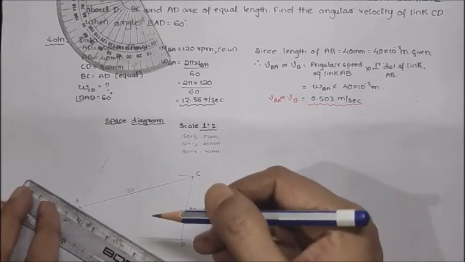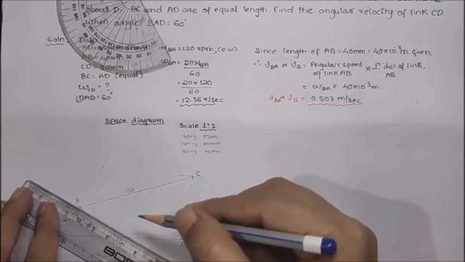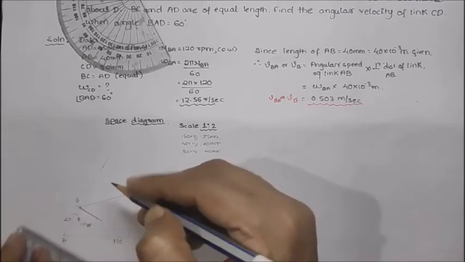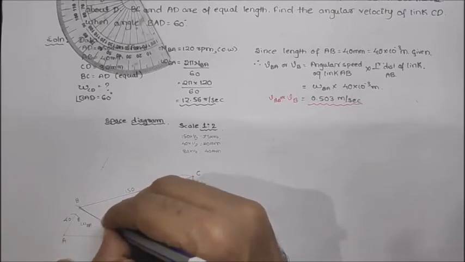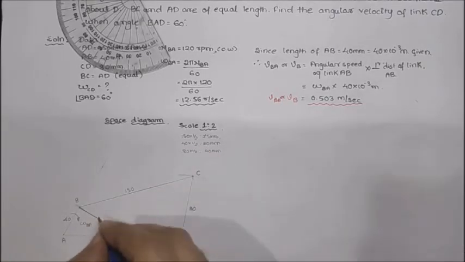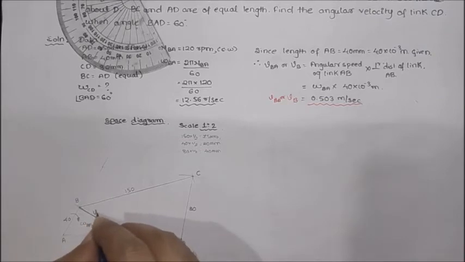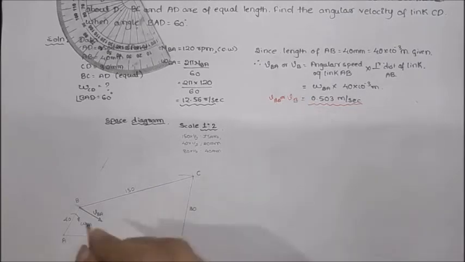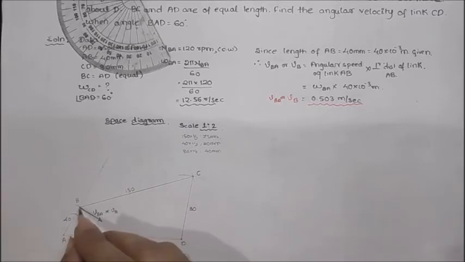Okay, but show only a little part. This is our velocity of B with respect to A. This is velocity of B with respect to A, or it is velocity of B point.